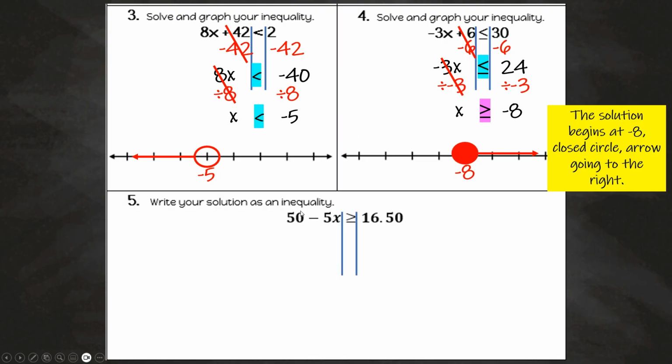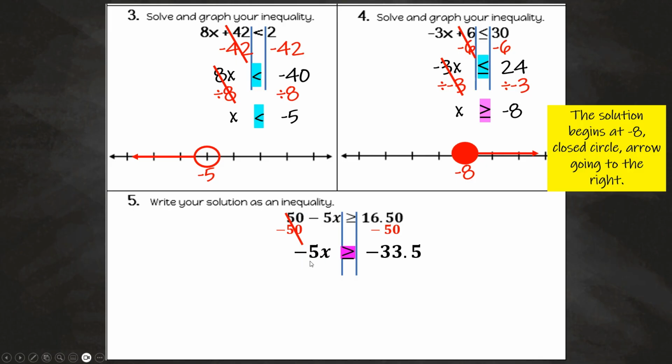Question number 5, write your solution as an inequality. We have 50 minus 5x is greater than or equal to 16.5. We are going to add or subtract the constant first, and our constant here is the 50. There is not a negative sign in front of the 50, so we know that it's positive. So we have to subtract 50 from both sides in order to make it 0 over here and bring it over to this side. And we get negative 5x is greater than or equal to negative 33.5.